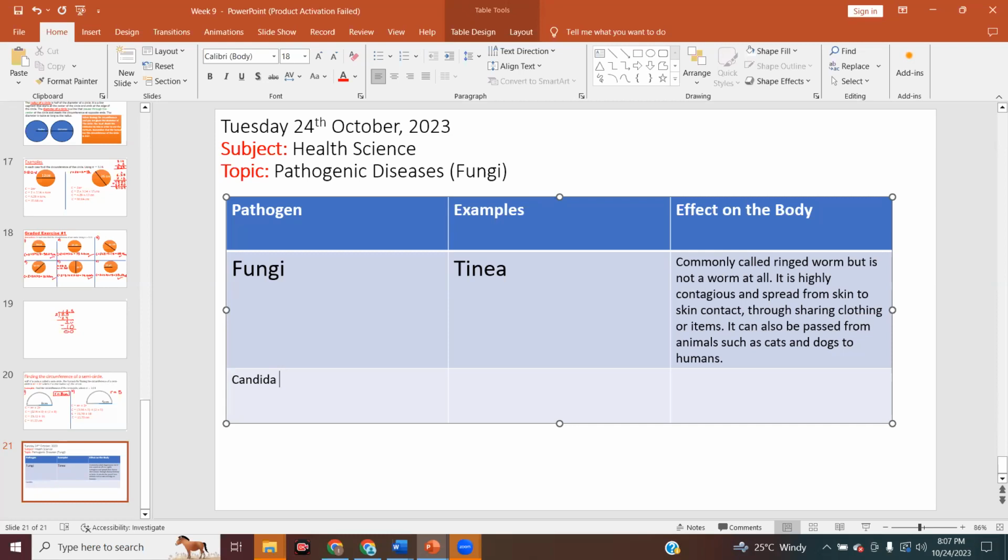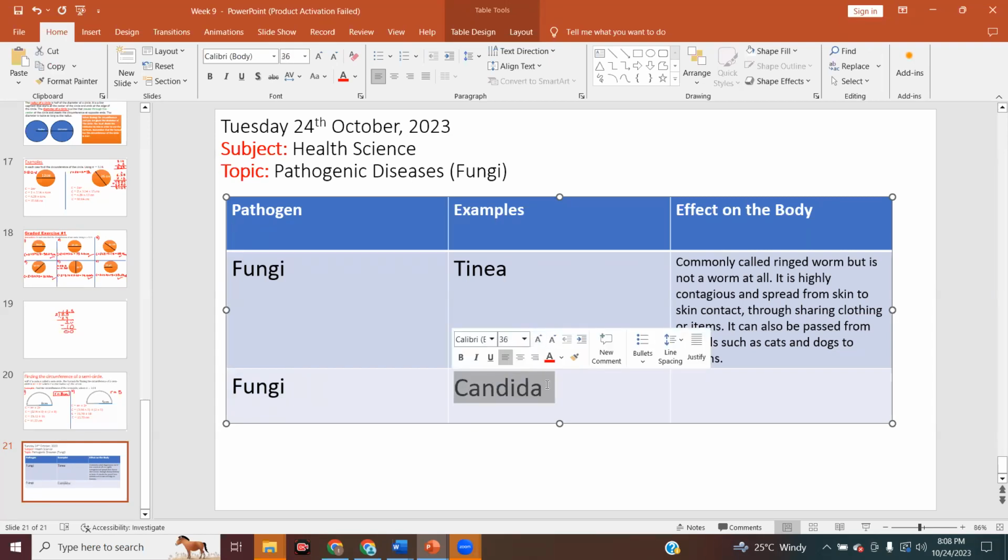Candida. Now, I cannot show any pictures of this because this is a vaginal yeast infection, and obviously I don't want to show a picture of that. But it's caused by a fungus as well.